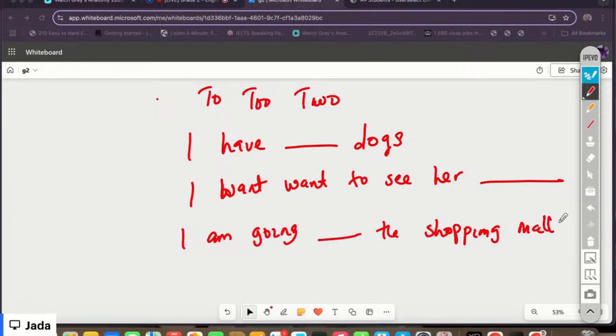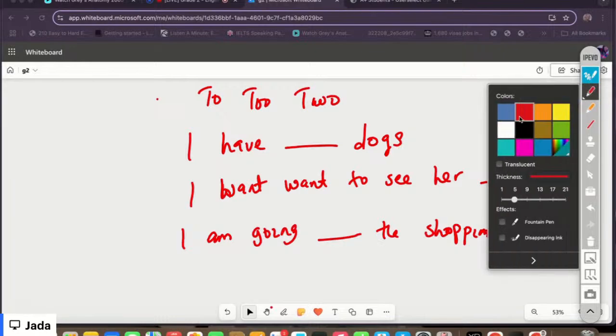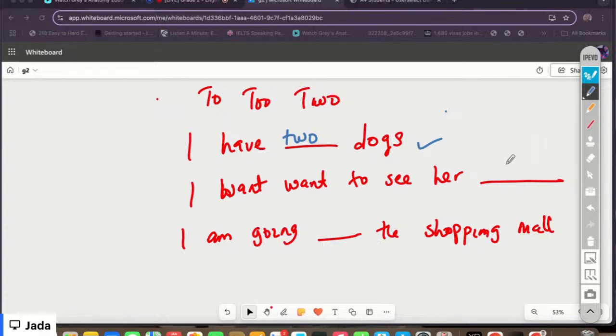Okay, so the last one, we have the answer for the first, which was I have two dogs, correct? Then we have I want to see her too, correct? And then what about the last one? So I am going to the shopping mall. All right, good job. Okay, great. Thank you for your answers. So now we'll move on to A plus.